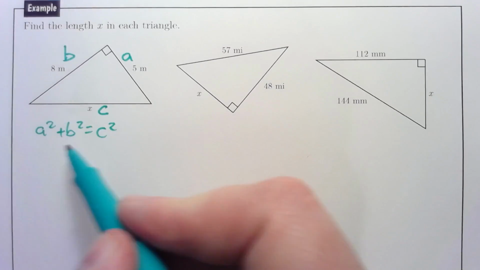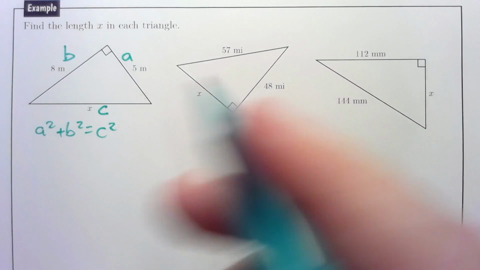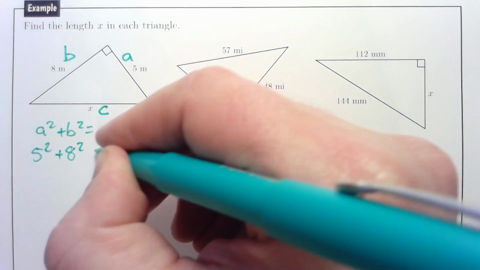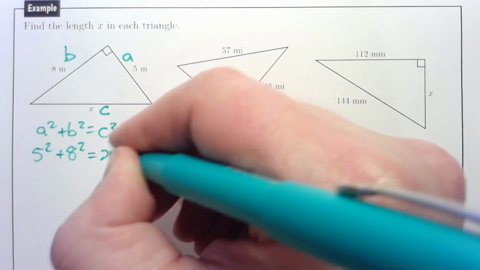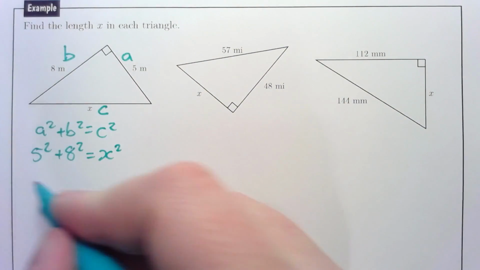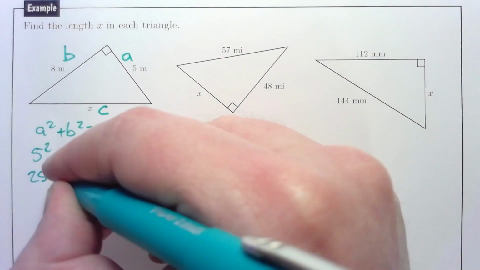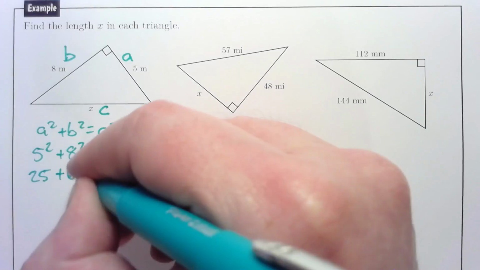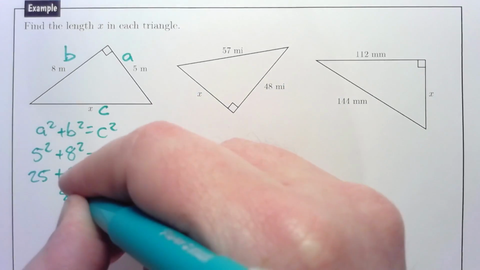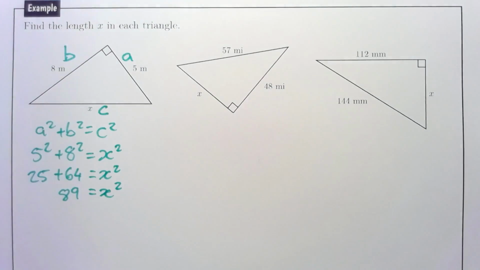So let's substitute into our equation from the Pythagorean theorem the values from our triangle. A is 5, B is 8, and C is x. Now we can evaluate this expression here on the left-hand side. So 25 plus 64 is equal to x squared, and that is 89. So x squared equals 89.